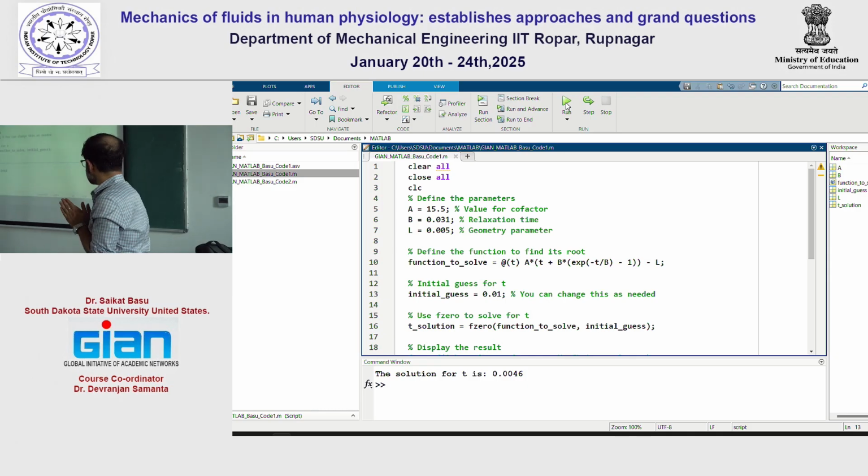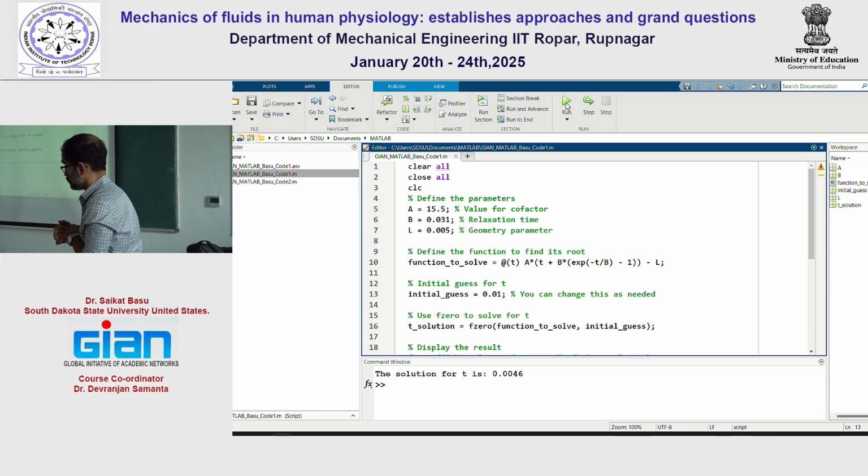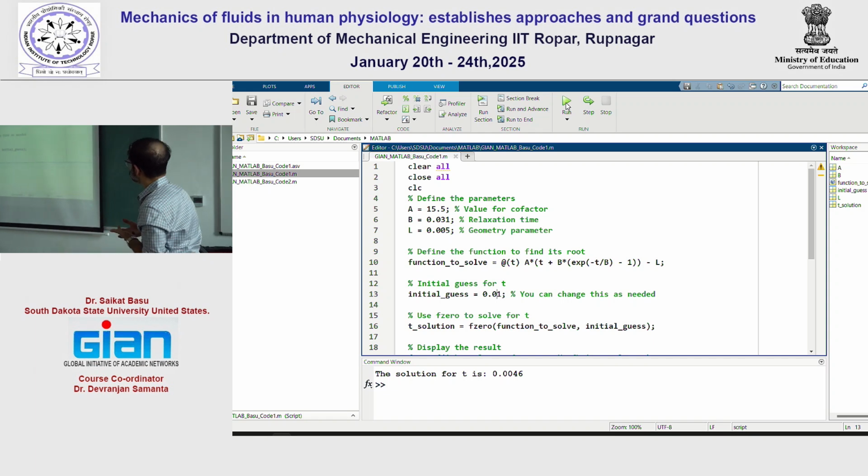So that means this particle, the moment it is let into the airstream, it deposits within a very small fraction of a second. That means it is going to deposit in the upper airway.